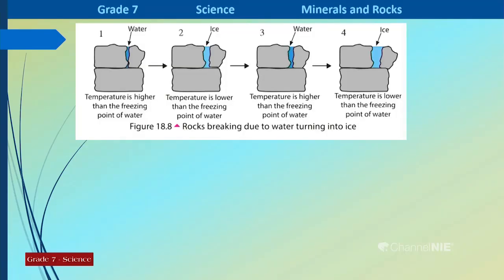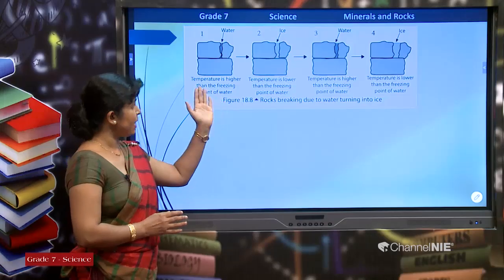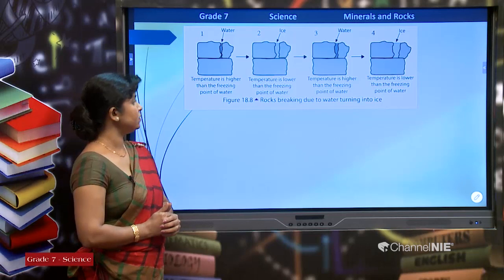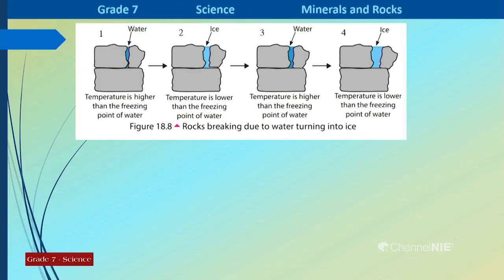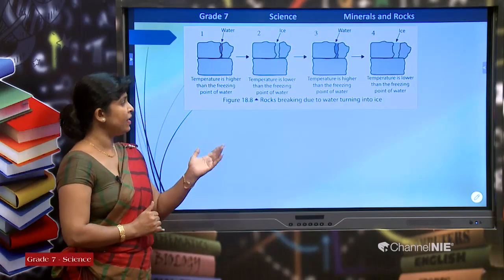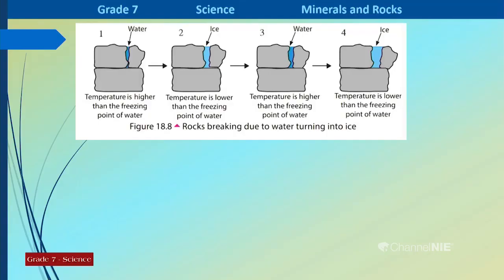I think you all have got your writing books and textbooks in your hand. Have a look at page number 105 in your textbook, figure 18.8. This diagram shows how the breaking of rocks takes place due to water turning into ice. In the first picture, you can see there is a cavity in the rock. Can you see it? There is a small cavity in the rock and the cavity is filled with water, right?